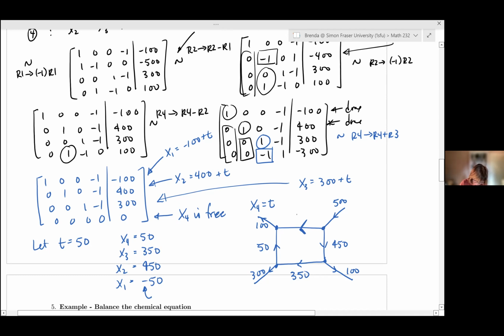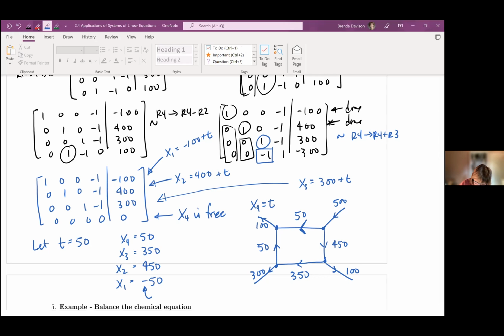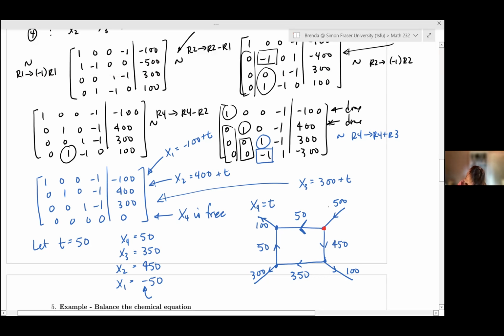So that is now 50 in that direction. Now you should do a quick spot check when you do this. You should take a look at the nodes and see, is everything good? I take a look at this node and I'm thinking, okay, 500 in, does that equal 450 plus 50 out? Yes.